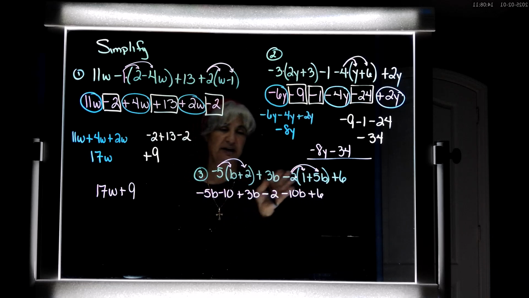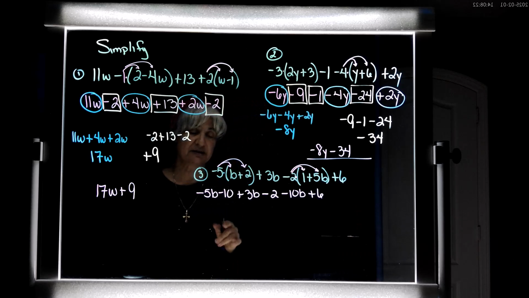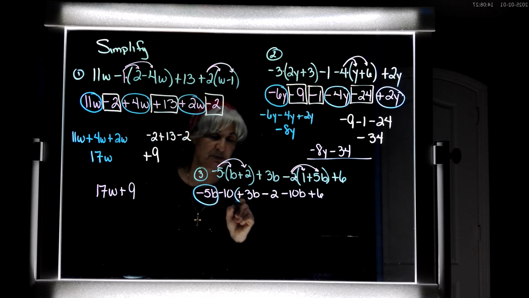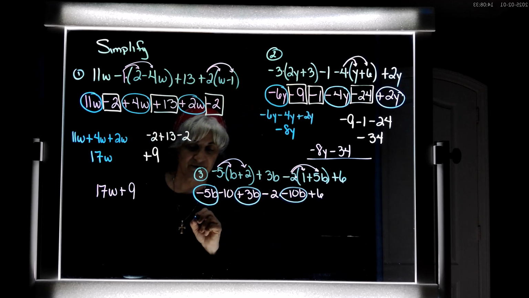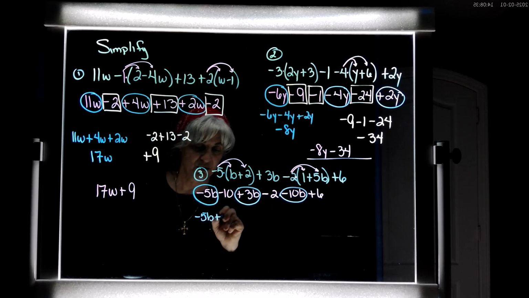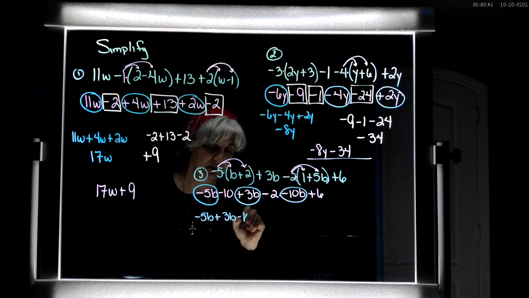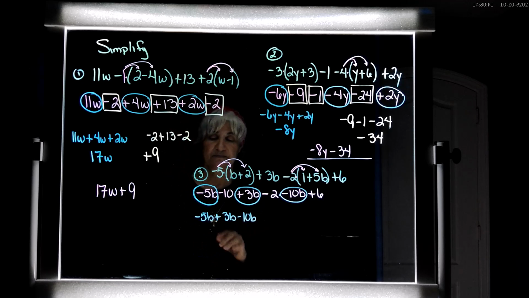Parentheses are taken care of. We took care of them by doing this multiplication problems. There's no division. There's no exponent. I guess addition and subtraction is all that's left, right? So let's look at our like terms. I have this negative 5b. I have this plus 3b. And I have this minus 10b. So if I write it out as its own little simplifying problem, let's see what we get. So it's negative 5 plus 3. Negative 2 minus 10, negative 12b.